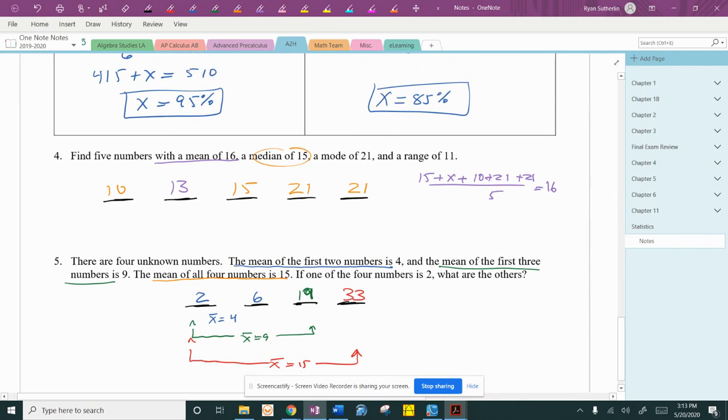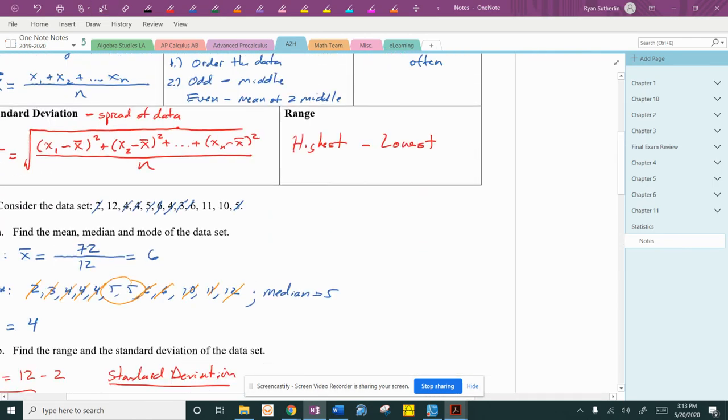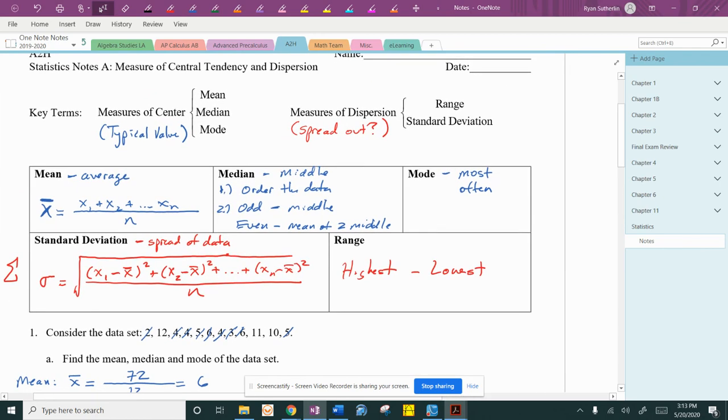So in statistics, what we need to know from today is, how do we find mean, median, and mode? How do we find range and standard deviation and what they mean?